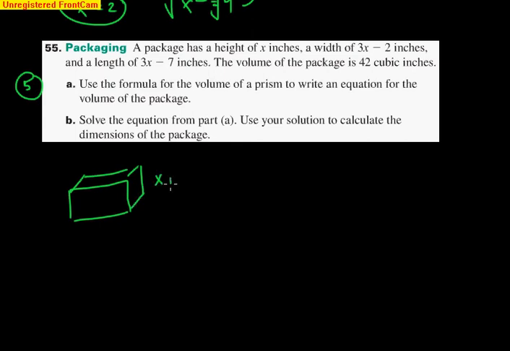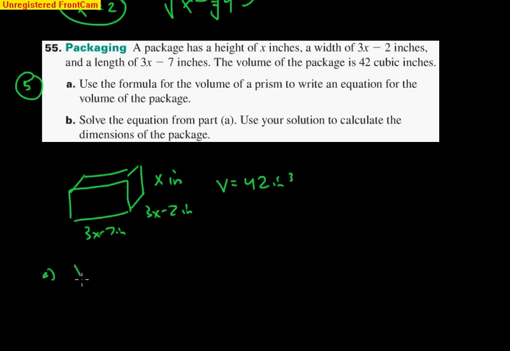A box has a height of x inches, a width of 3x minus 2 inches, and a length of 3x minus 7 inches. And the actual volume is 42 inches cubed. So part A says, use the formula for the volume of a prism to write an equation of the volume of the package.